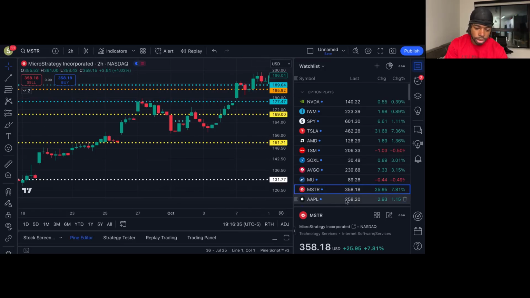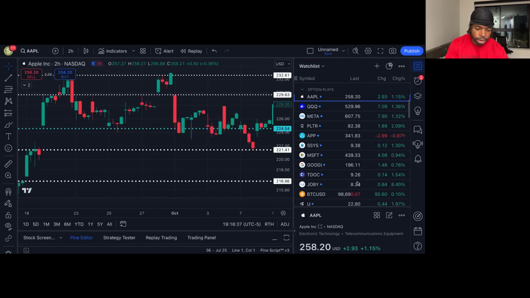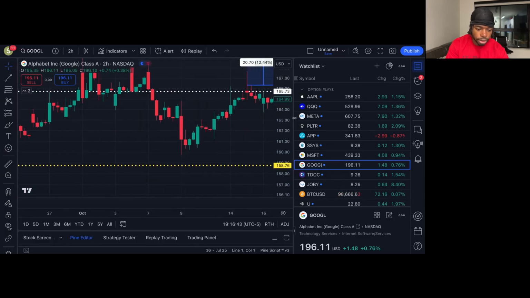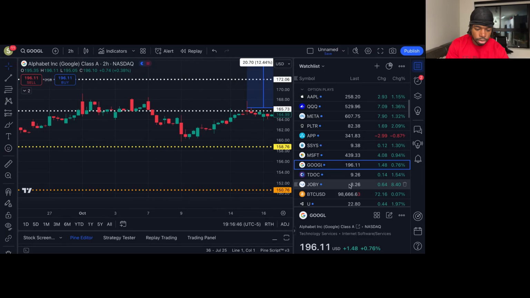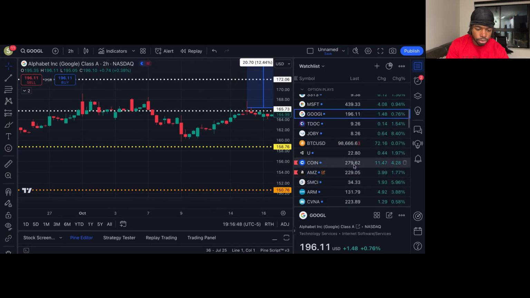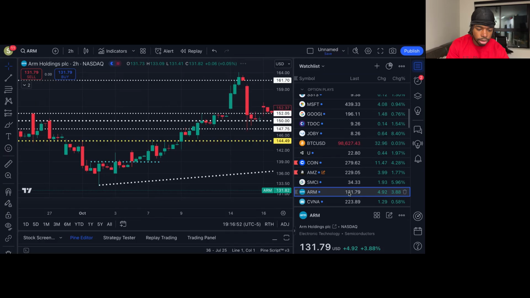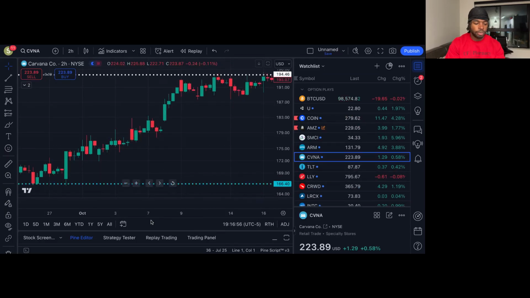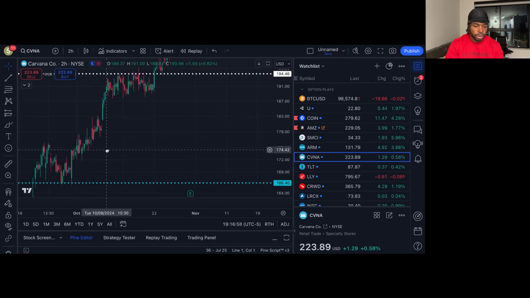My key levels are insane. Let's see, Apple. I've got key levels on Apple. I have key levels on Google. We got Amazon. We got some CI. I drew key levels on everything. Ooh, let's do Carvana. I haven't done Carvana in a very long time.